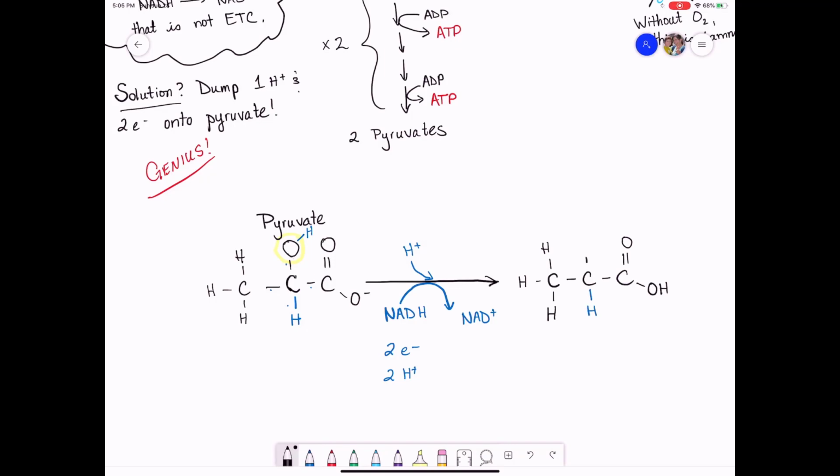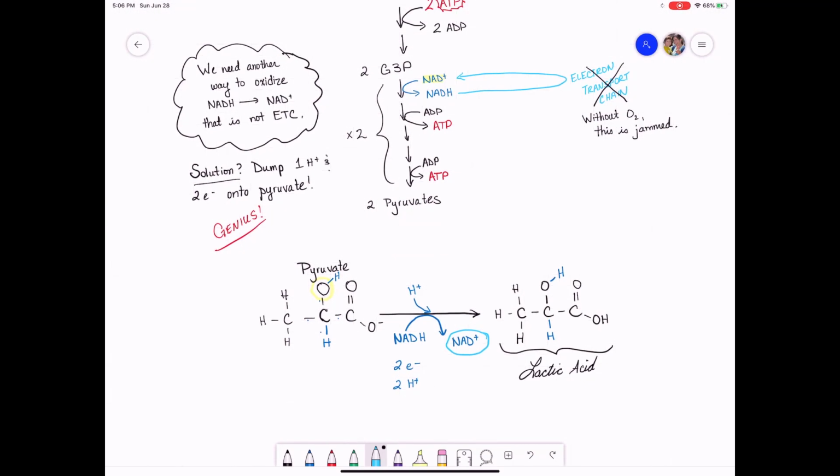So the final product of the reduction of pyruvate by dumping the electrons and hydrogens from NADH onto pyruvate is lactic acid. So lactic acid gets built up in the cell when there's a lack of oxygen, because pyruvate is being converted into lactic acid by this process of oxidizing NADH.